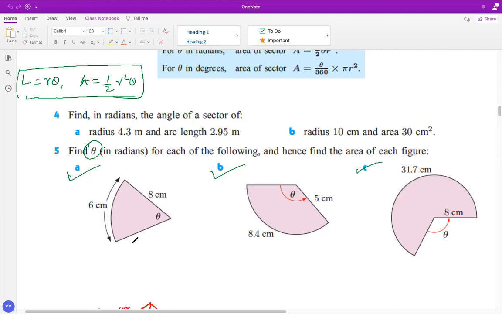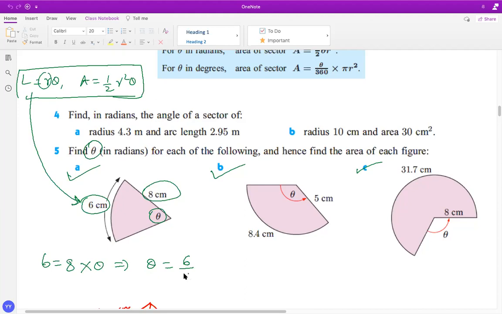So here the question is, length of the arc is 6 and radius is 8, and you have to find out theta. If you look at these formulas, I can simply use this one here, which is length of the arc. So 6 equals radius, which has been given to you as r, which is 8, times theta. So theta is actually 6 over 8, which is 3 over 4.